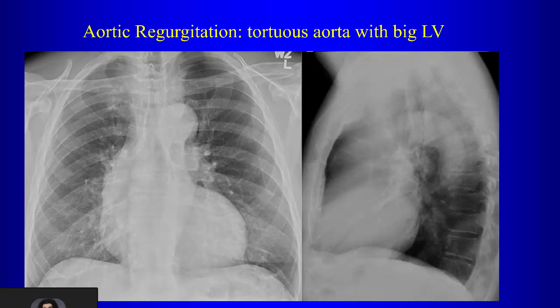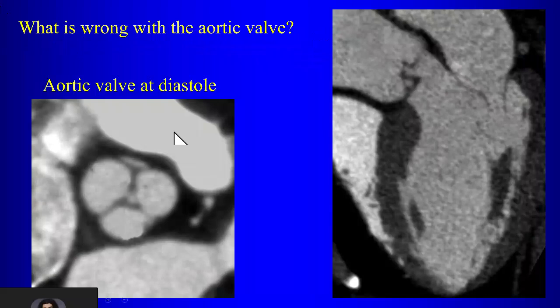Bicuspid aortic valve. In addition to aortic stenosis, bicuspid aortic valve, those patients can also have aortic insufficiency. Other things like endocarditis, those are some rarer causes. Sometimes rheumatic heart disease, even though it usually causes aortic stenosis, might also result in aortic insufficiency. So here's a CT scan, and here we're looking at the aortic valve. Anything wrong with the aortic valve in this case?